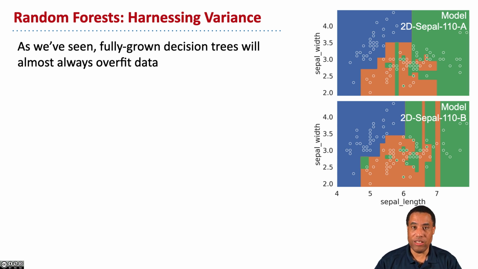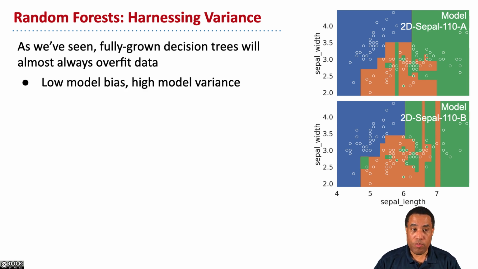We end up with these islands that are just for a particular point that was in the training data, that's not necessarily representative of what we'll see when we look at a broader data set. And so we end up with models that have very low model bias, right? So that's good, because that means they capture everything, all the intricate, complex details of the data.